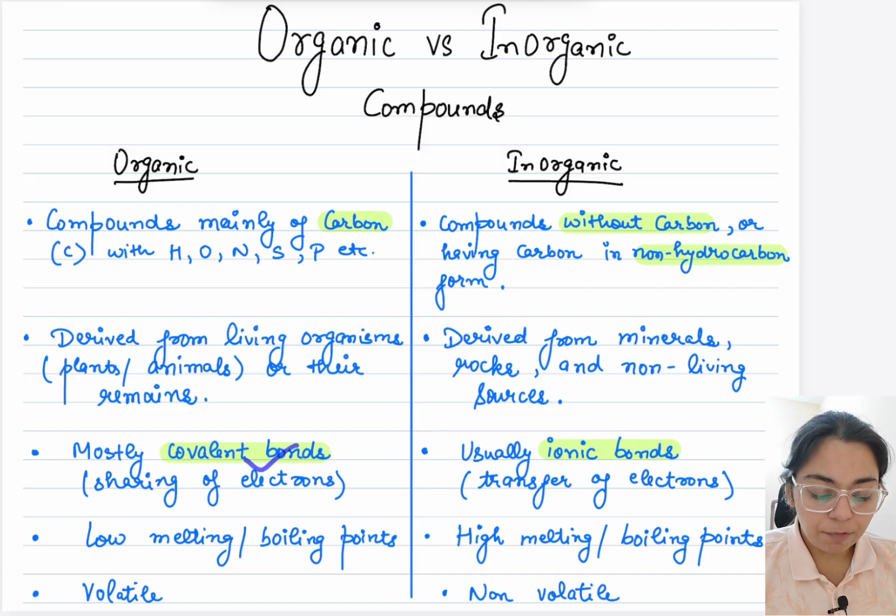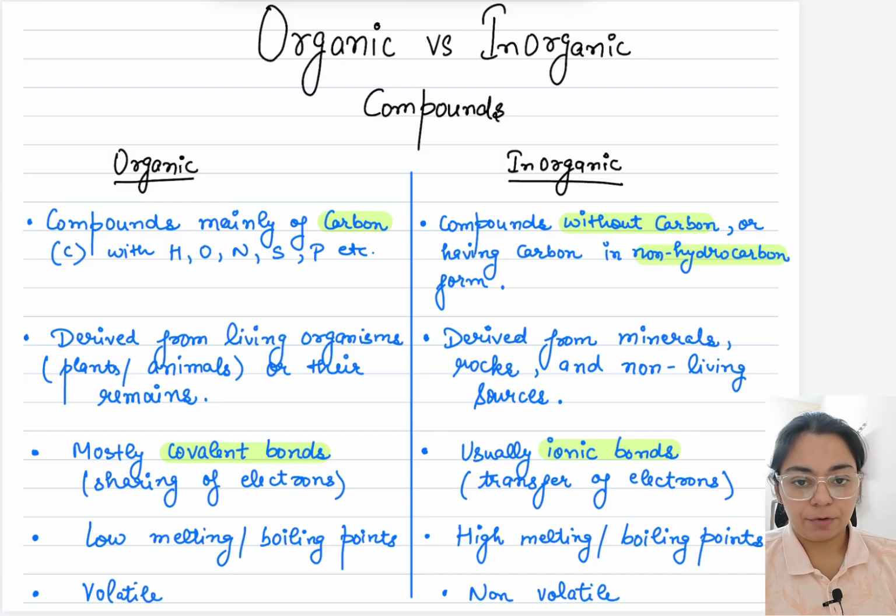Organics will be mostly covalently bonded, and inorganics will be mostly ionic bonded. What are ionic bonds? When the electron itself gets shifted from one atom to another. When there is give and take of electrons, complete electrons move from one place to another.